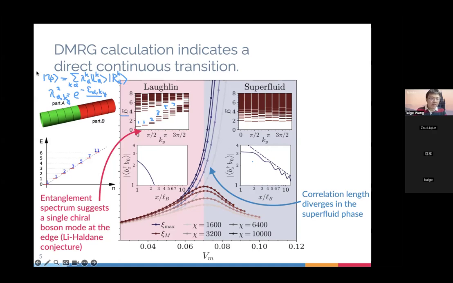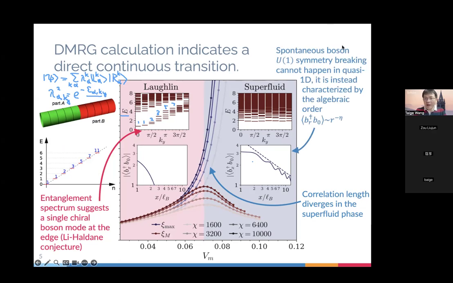The characteristic for the superfluid state will be the boson-boson correlation function. It's not like the usual Ising ferromagnet transition. Since we're doing a 1D DMRG, it's intrinsically 1D, so you do not expect spontaneous U(1) symmetry breaking. We are working with the infinite cylinder, so the finite size argument doesn't save us. Usually you could measure the expectation of b to detect U(1) symmetry breaking.